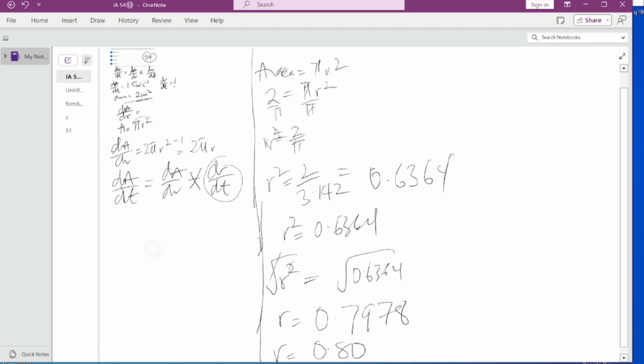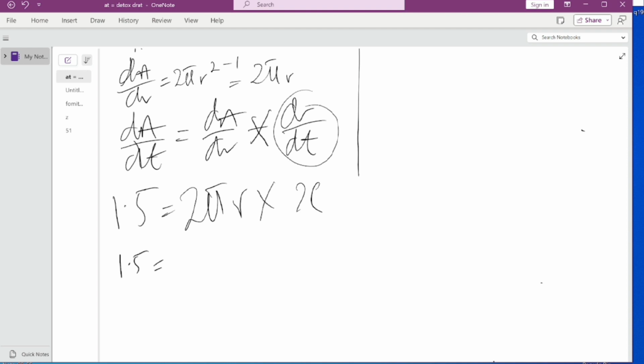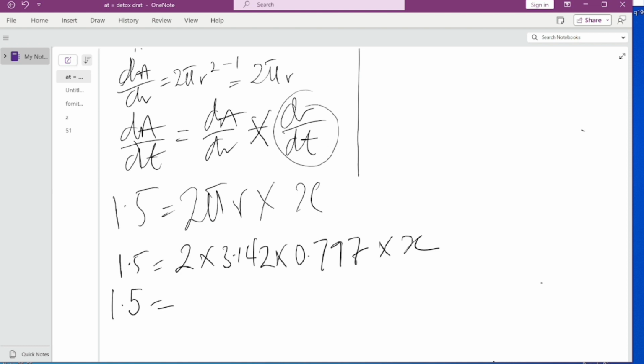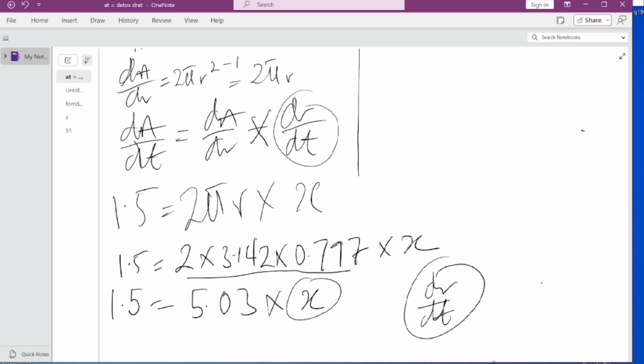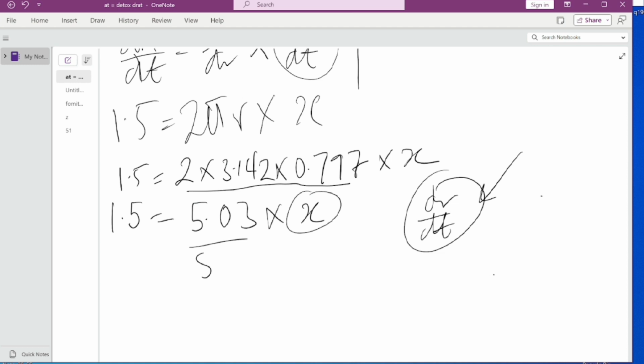We have our dA/dt as 1.5, equals 2 pi r, that's dA/dr, times dr/dt, which was unknown. So 1.5 equals 2 times pi, which is 3.142, times r, which is 0.797, times x. Multiplying all of this together gives us 5.03 times x. Our x represents dr/dt, which is the rate of change of the radius. We divide both sides by 5.03.